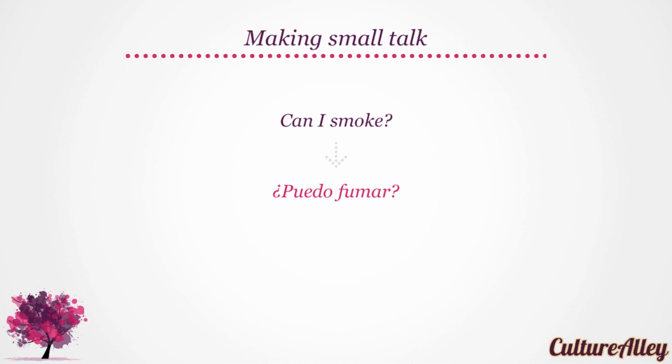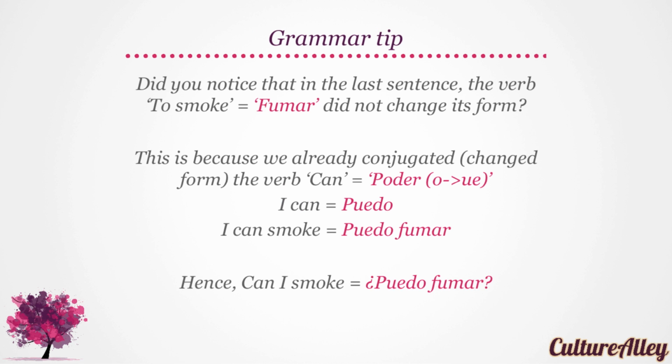Moving on, let's look at how we will ask, "Can I smoke?" "Can I smoke?" becomes ¿Puedo fumar? Remember, can is poder, but I can is puedo, as it undergoes a spelling change. So try saying, "Can I smoke?" It is ¿Puedo fumar? Good.